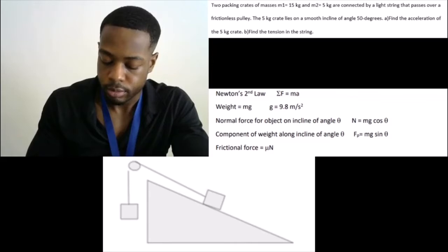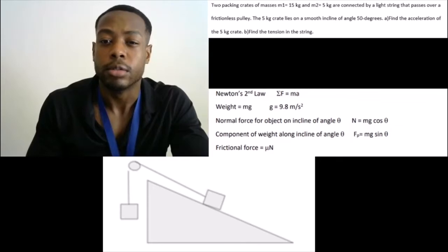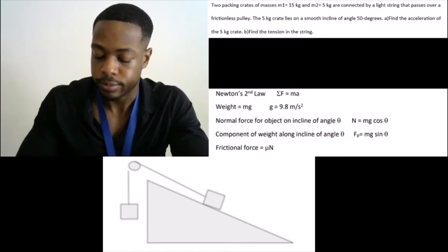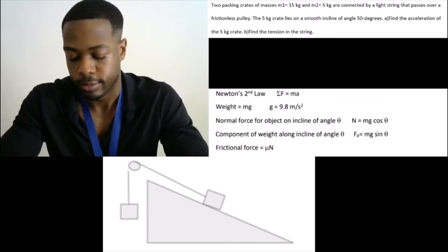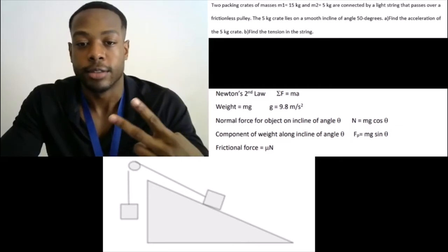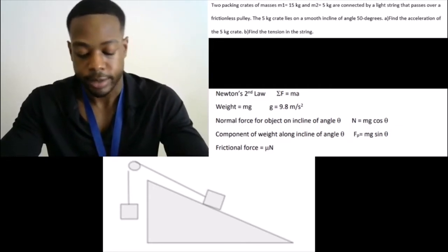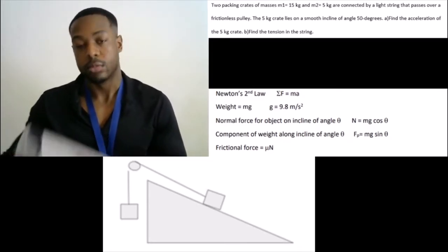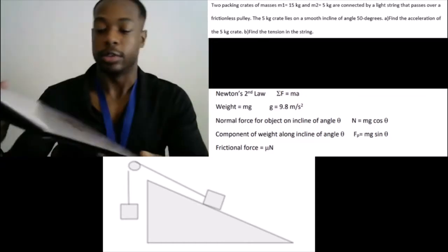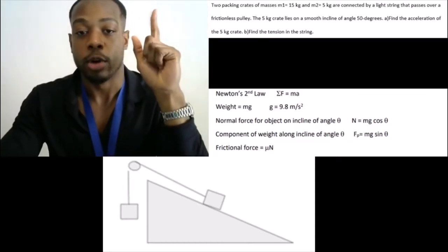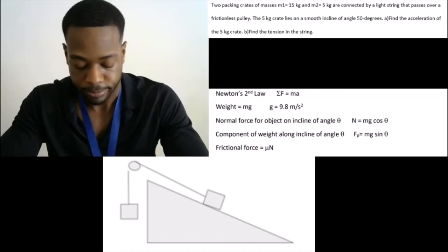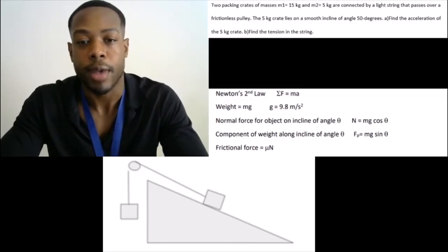So first body. How many forces do we have? Two, right? 2 forces on the first body. So the first body is a hanging body. I'll show you my diagram actually. So we've got 2 forces, right? Going up we have what? Tension. And going down we have what? Weight, right? So weight is going to be mass times gravity.